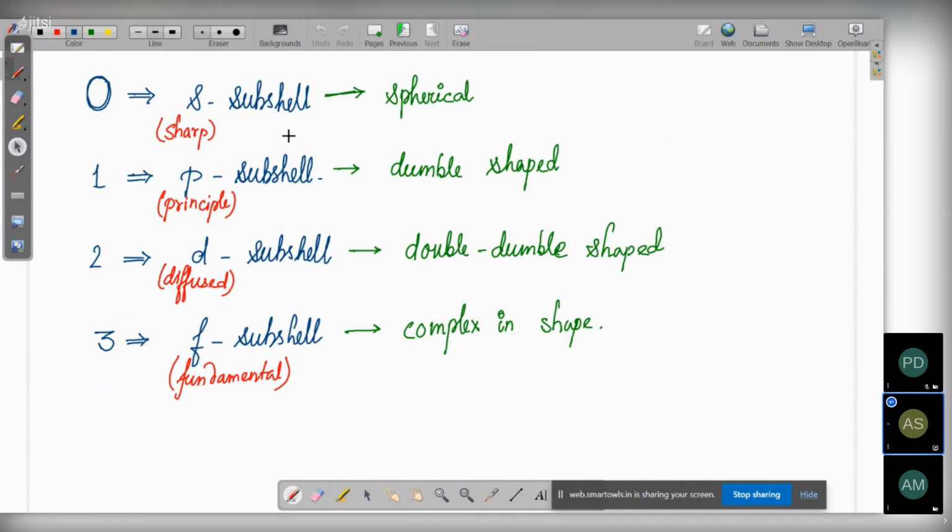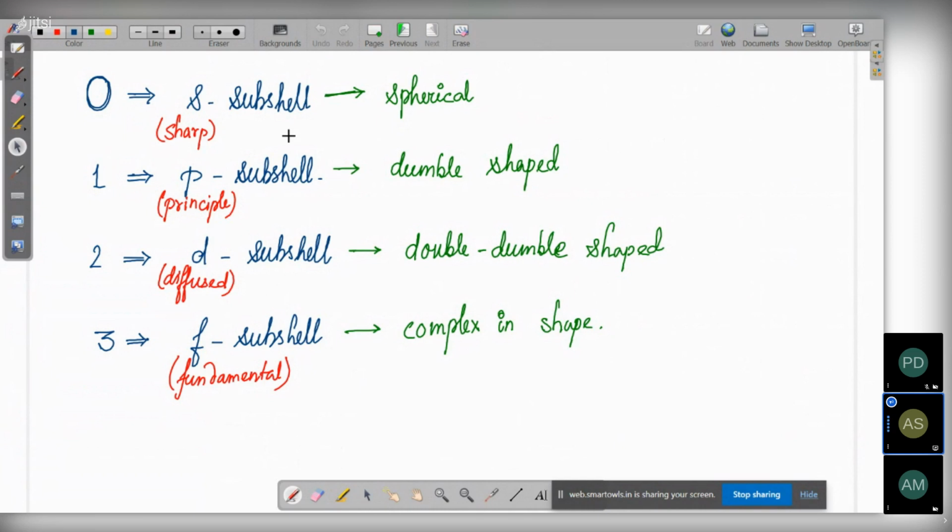So in the last class, we discussed the quantum numbers. We covered the principal quantum number and the azimuthal quantum number. Today I took a table to see which orbitals are present. The table will be drawn here.